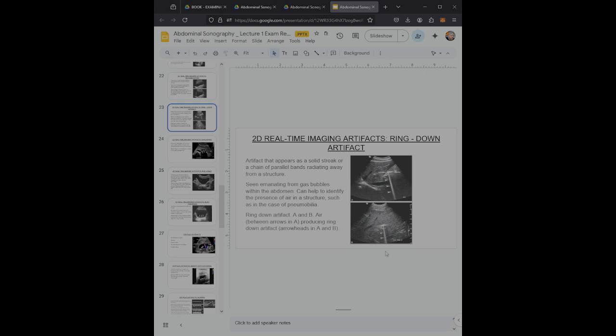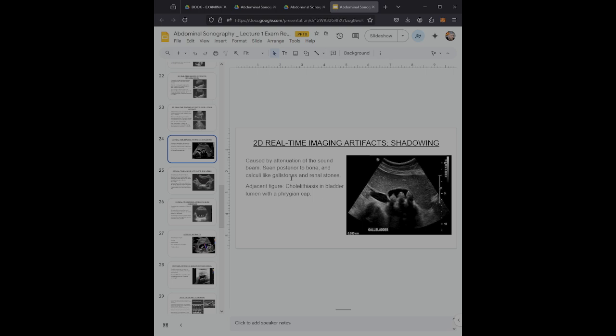Ring down artifact. This is an artifact that appears as a solid streak, such as that, or a chain of parallel bands radiating away from a structure. We see this emanating from gas bubbles within the abdomen, and it can help to identify the presence of air in a structure, or in the case of pneumobilia. So here in this image we have ring down artifact. In image A we have air producing this ring down artifact.